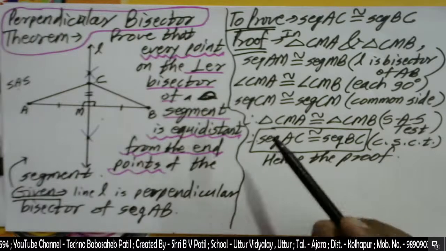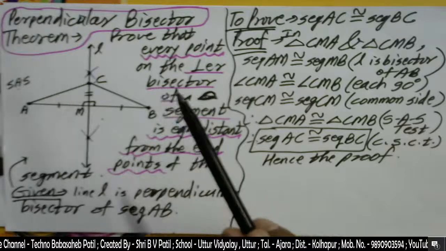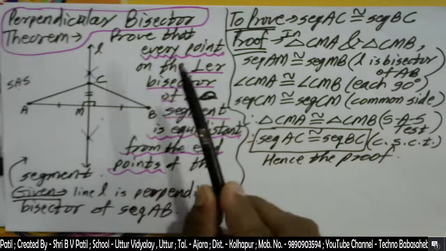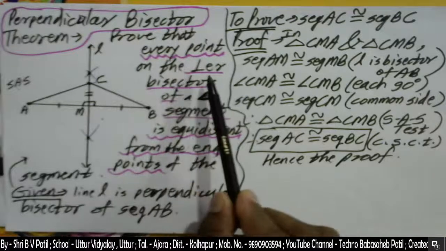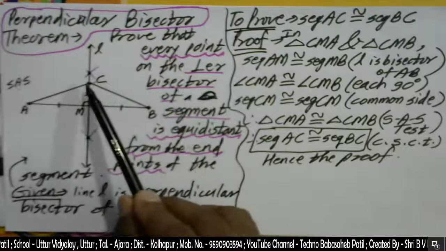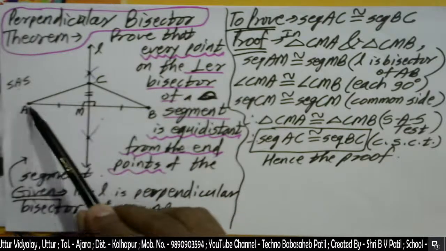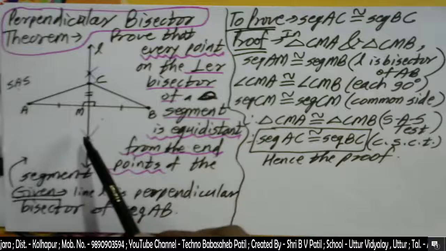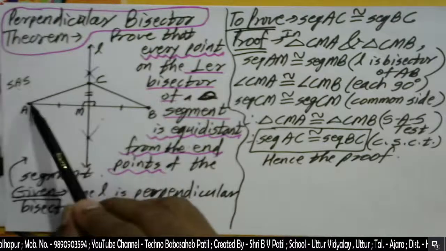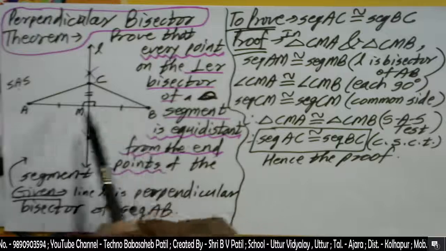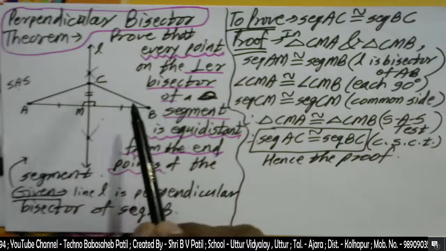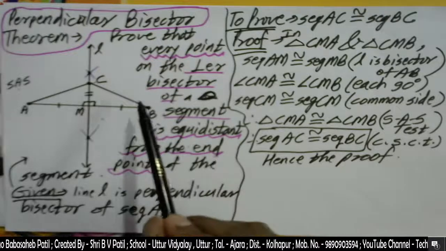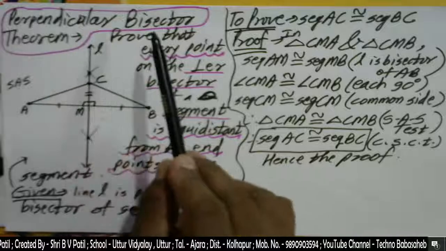In previous period, we discussed about perpendicular bisector theorem. Every point on the perpendicular bisector of that segment is equidistant from endpoints of segment, and we want today its converse. Its converse means converse of perpendicular bisector theorem.